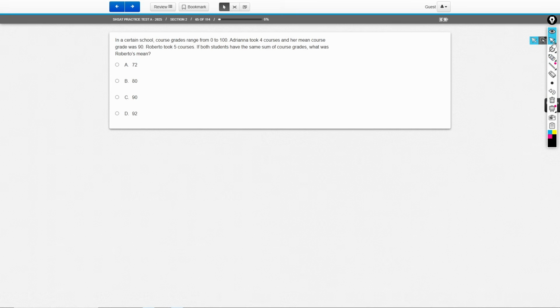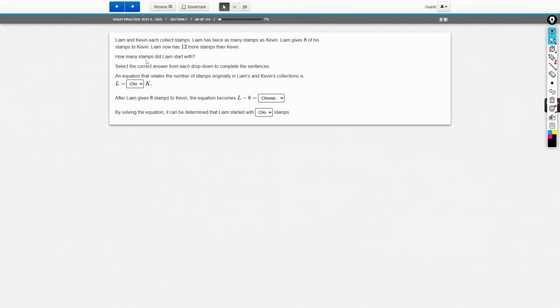This is a common question on the SHSAT. They give you the average of one person, and then you have to find the average of the other person. The trick is almost always to find the sum of whatever component they were adding up, like we did in this problem.